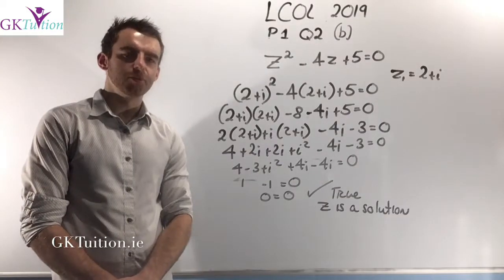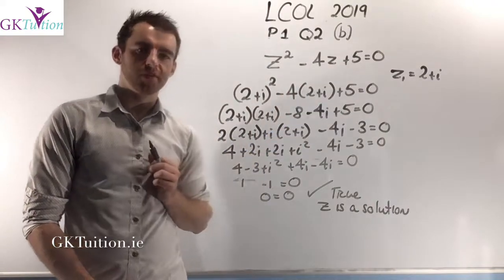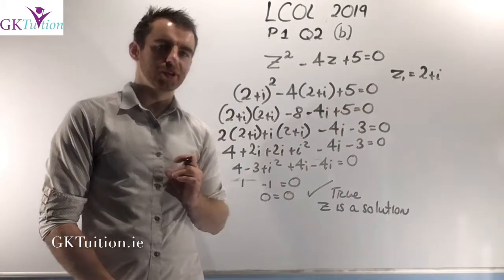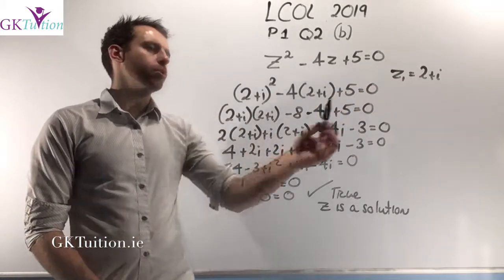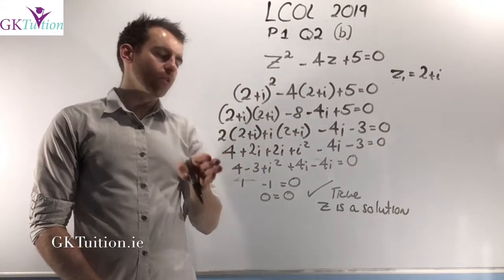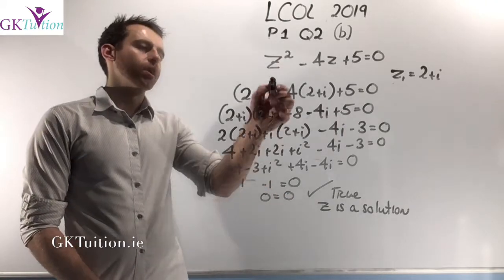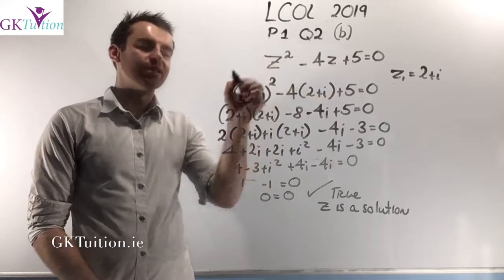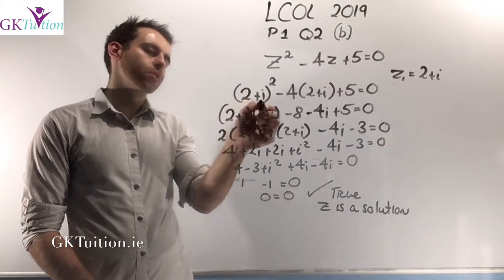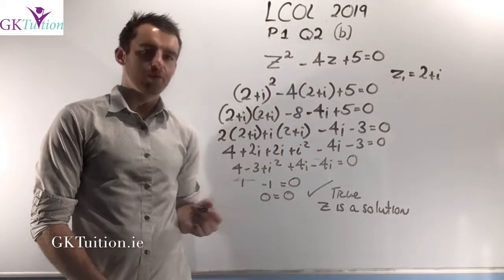Okay, in question 2 part B, we're given the quadratic z squared minus 4z plus 5 equals 0, and we're asked to show that z1 is a solution of this quadratic. In order to prove that z1 is a solution, we need to sub it in. And when we sub it in, we should end up with a 0 on the left equals a 0 on the right. In other words, I just rewrite this equation, except instead of a z, I plug in 2 plus i. So it becomes (2 plus i) squared minus 4 times (2 plus i) plus 5 equals 0.